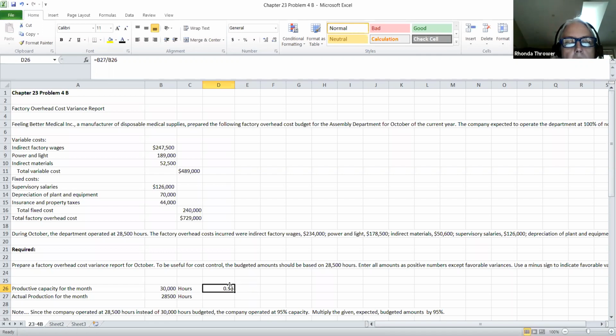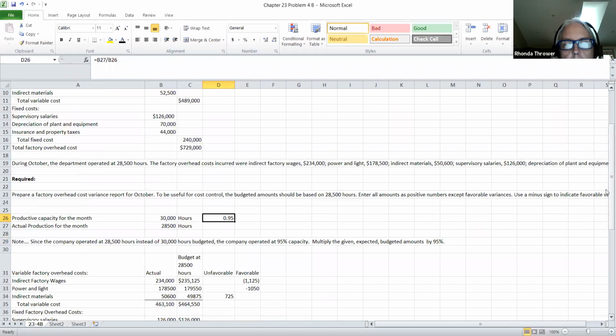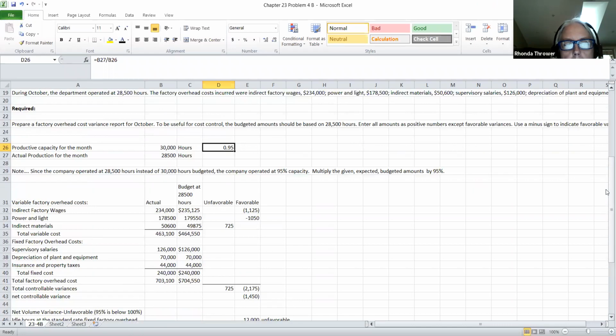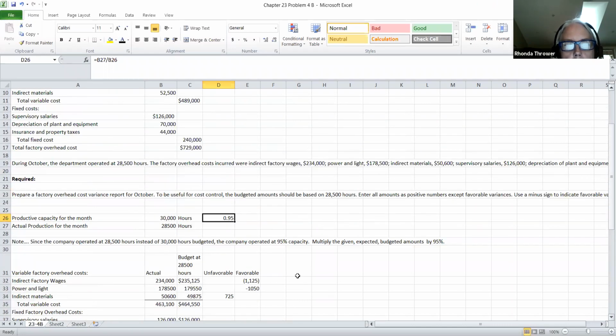We operated below 100%. So I can already tell you that this is going to be an overall favorable variance because the actual production hours were less than 100%. And so technically, that's not true there. It is an unfavorable variance, and the reason for that is because we didn't make 100% capacity. We operated at less capacity, so it has to be unfavorable.